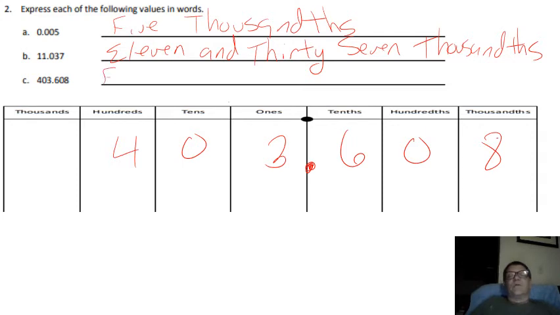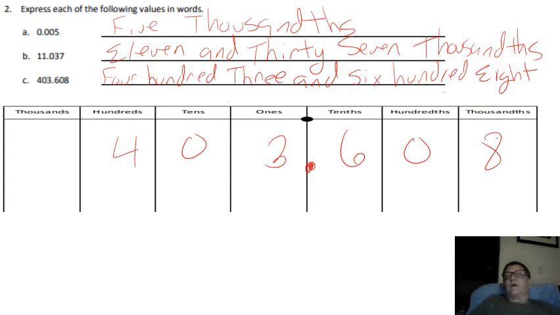So 403. Now comes a decimal. And now we're going to read the whole number again. 608. Now we need to say the place value. Thousandths.